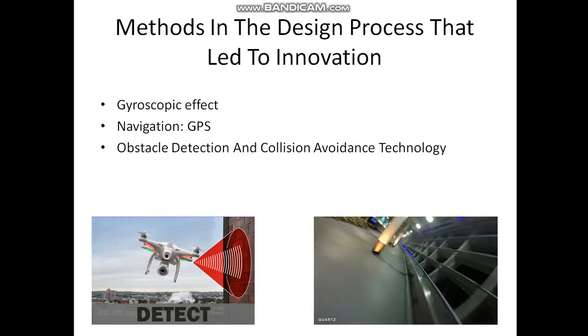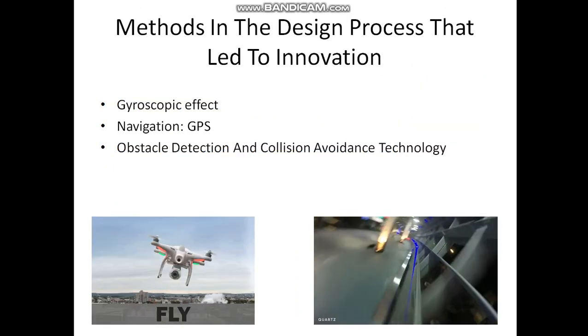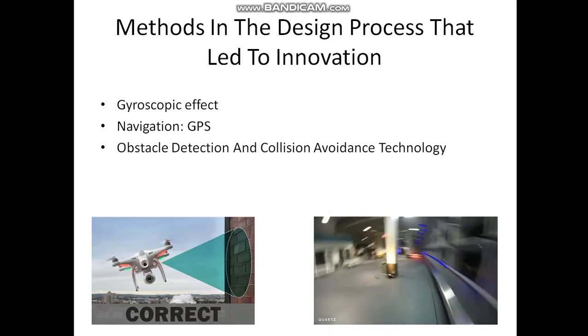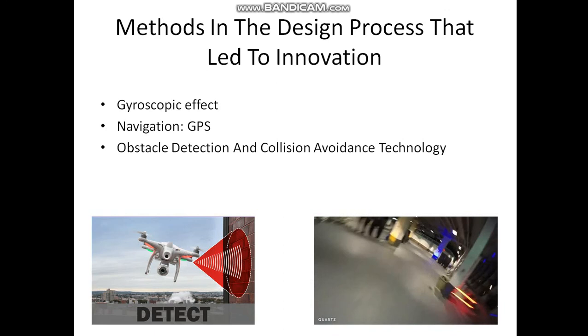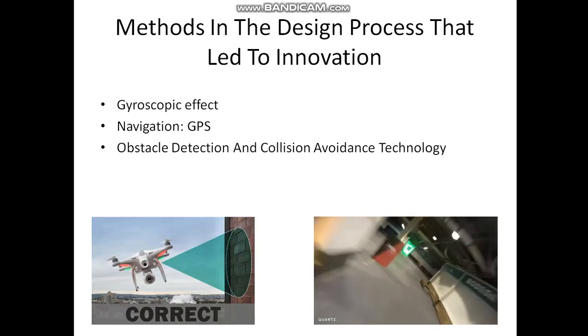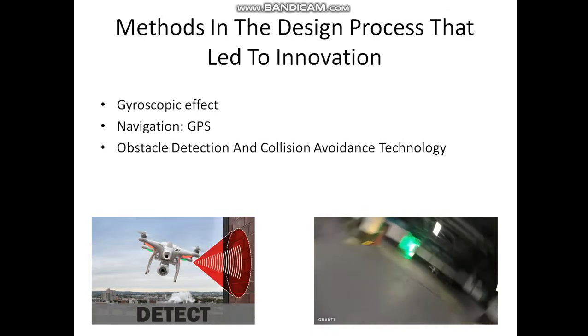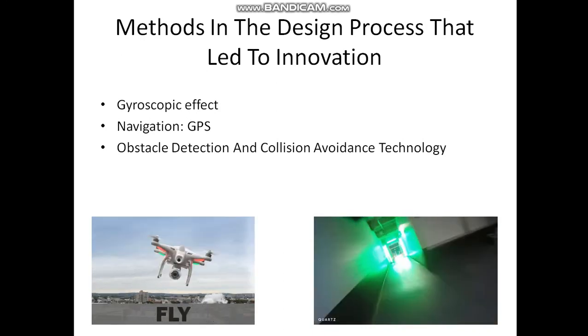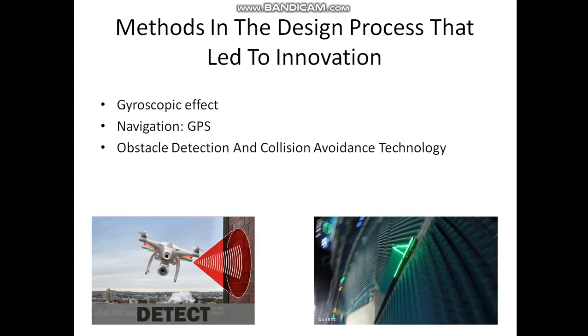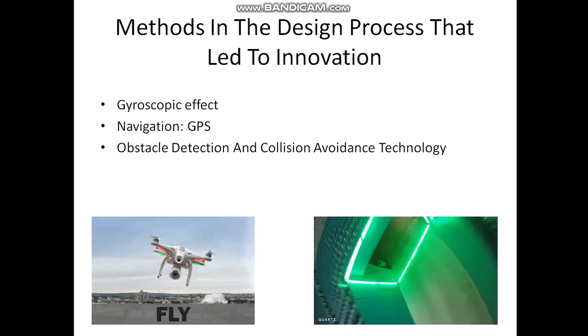The implementation of some methods in the design played a vital role in creation of this innovative system. Firstly, the gyroscopic effect. Gyrostabilization technology is one of the components which gives the drone its smooth flight capabilities. Then there is GPS, which provides accurate navigation and tracking of the drone. And lastly, the drones use obstacle detection sensors to scan the surroundings and react accordingly to avoid collision.